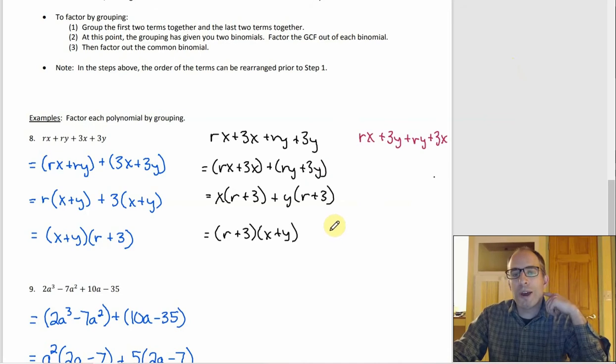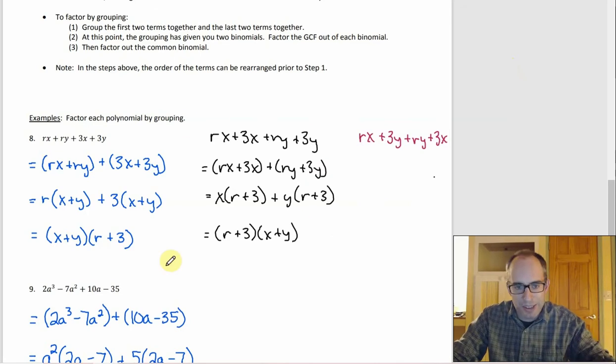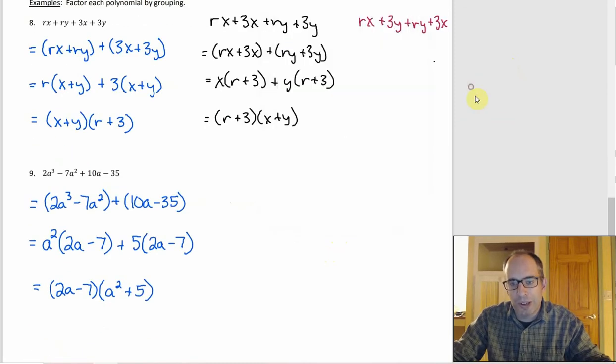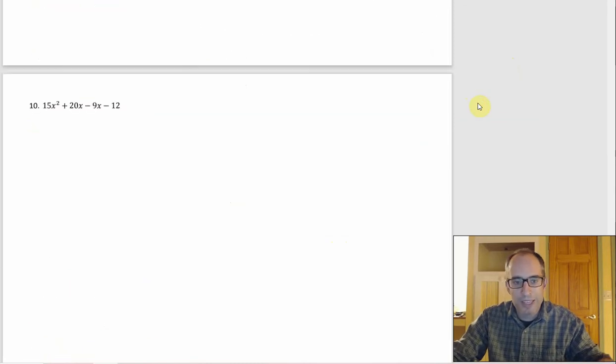The point where that might be advantageous is not in either of these, but it's in number 10. Because in number 10, if there's anything that tends to cause trouble with factoring by grouping, it's this right here. It's when you have a minus right in the middle of the polynomial.